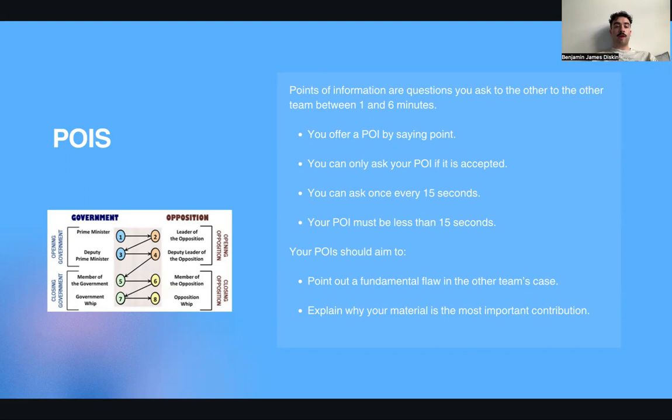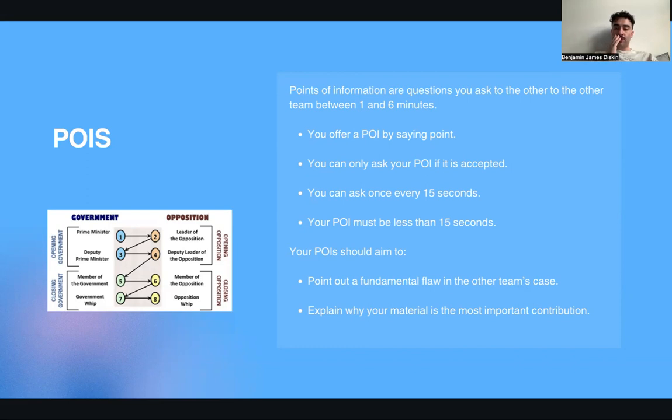POIs. So if, for example, another team relies on a very particular characterization and all of their benefits are contingent on that, asking a POI which maybe clarifies why that characterization might not be accurate or might be wrong is an example of perhaps unraveling a team's case rather than just offering a counter assertion.